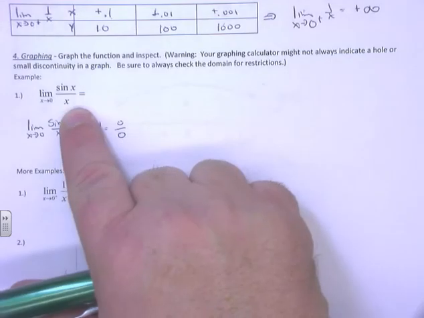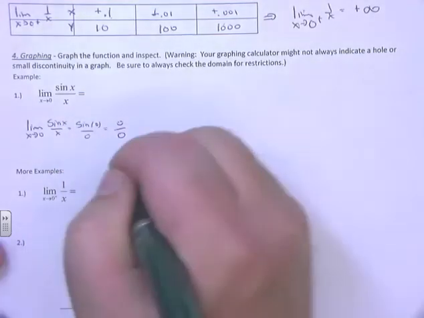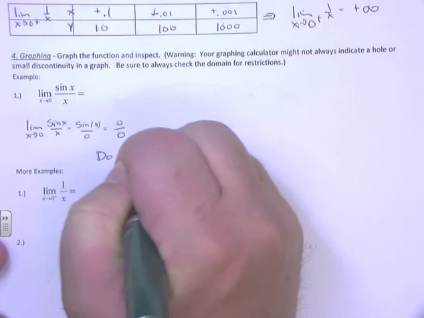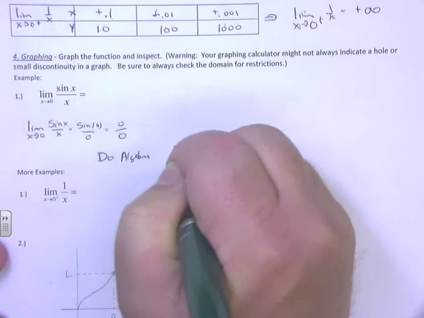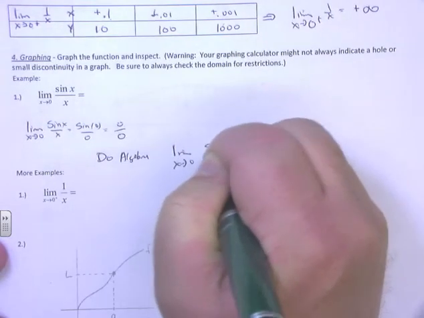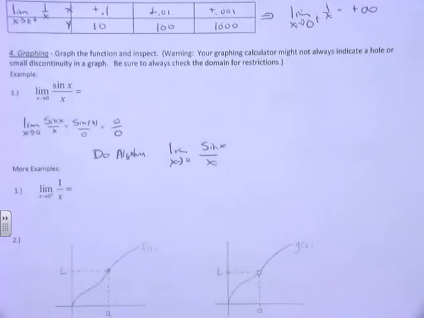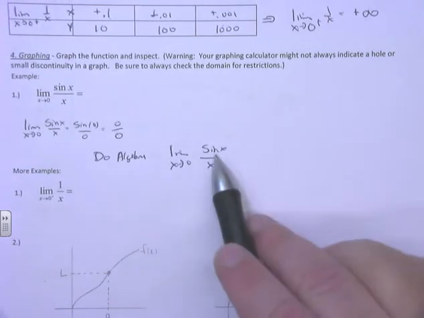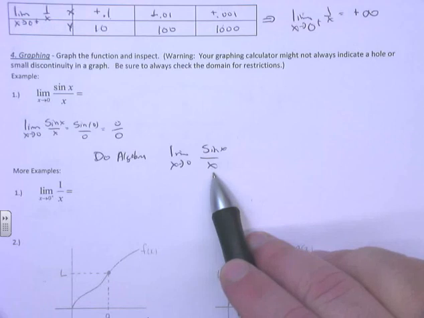What kind of algebra would you do on this thing? If I was going to do algebra, I take the limit as x approaches 0 of the sine of x over x. What kind of algebra can you do? Well, here's your problem. That's a trig function, and that's a degree 1 polynomial. They're not like terms. There's no algebra to be done.